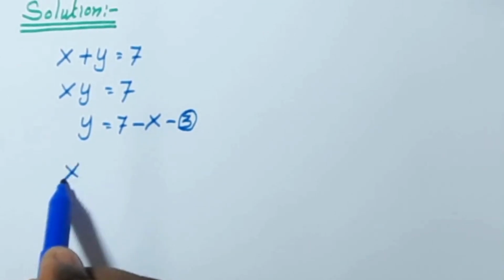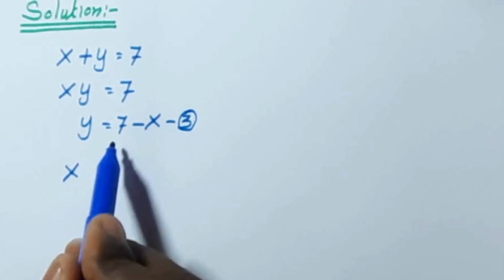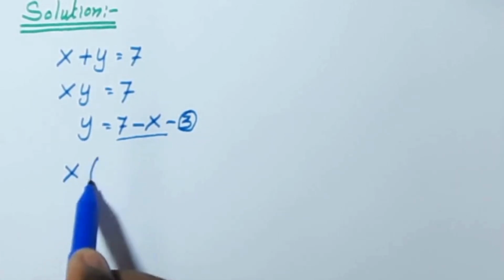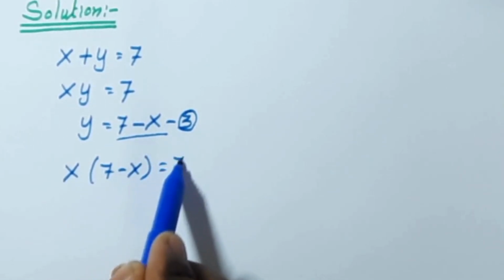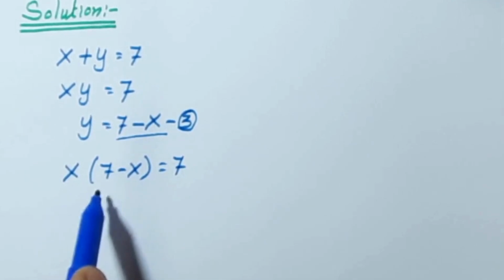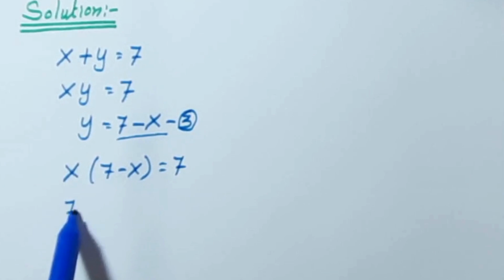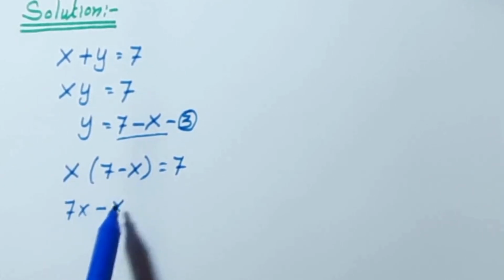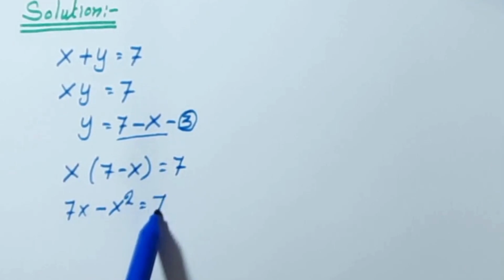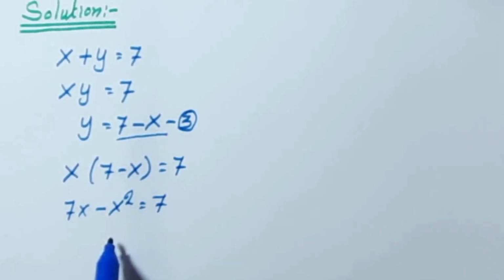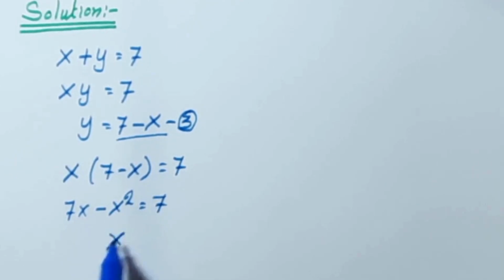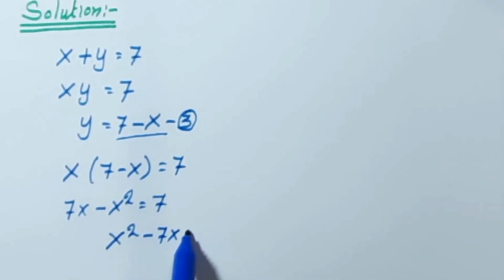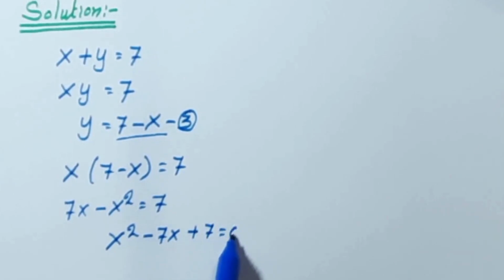So x times y, we can substitute, 7 minus x, equals 7. Multiplying this out, 7x minus x squared equals 7. Now moving this to the right hand side, x squared minus 7x plus 7 equals 0.